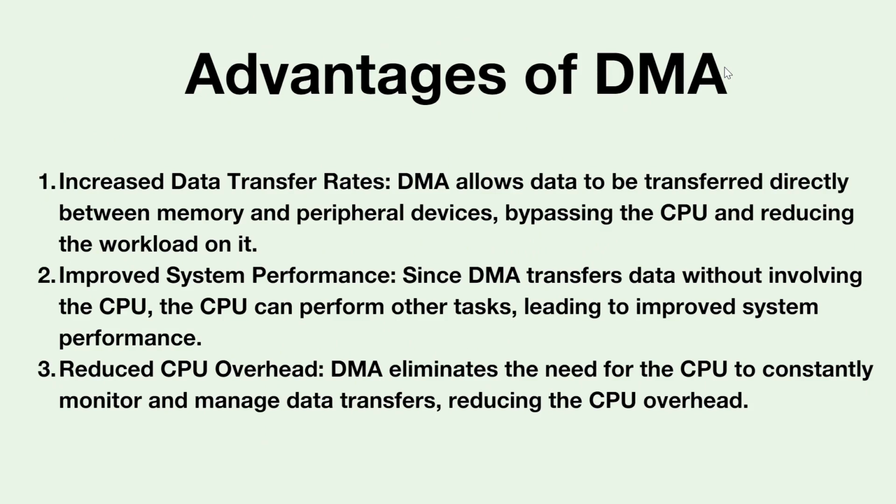Second, DMA improves the system performance. Since DMA transfers data without involving the CPU, the CPU can perform other tasks, and it leads to improved system performance of the computer. Third, DMA reduces the CPU overhead. DMA eliminates the need for the CPU to constantly monitor and manage data transfers, and it reduces the CPU overhead.